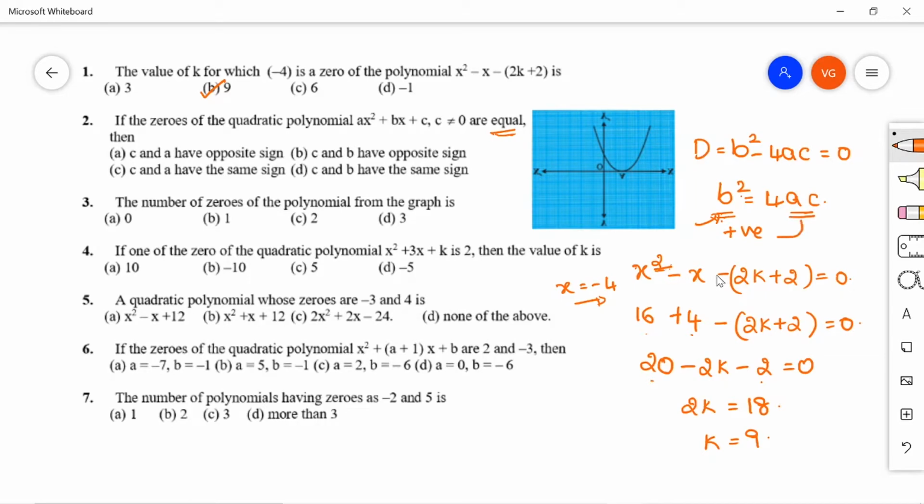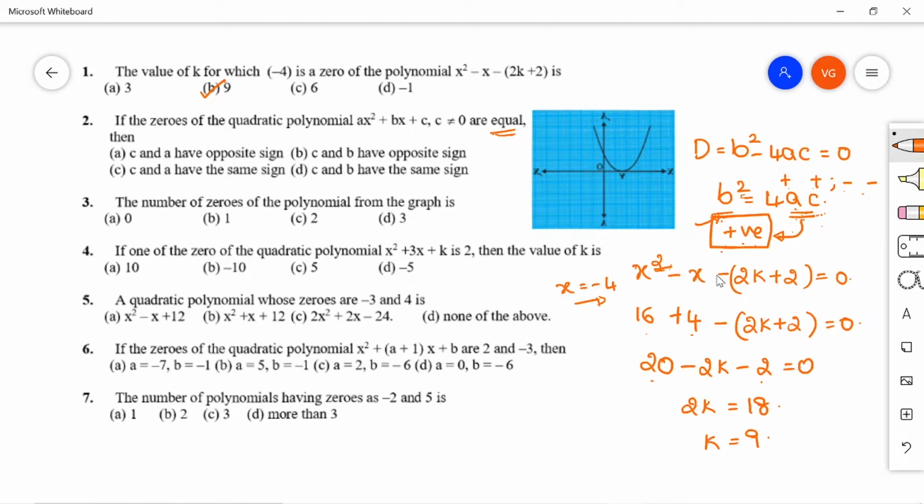So the product of a and c has to be positive here. The product of a and c being positive means a and c both can be positive or both can be negative. Correct, right? Plus into plus is plus, or minus into minus is plus. As b square, any number whole square, is positive, the product of a and c has to be positive. So a and c should both have the same sign, that means either positive or negative.